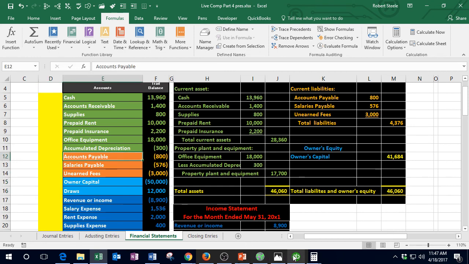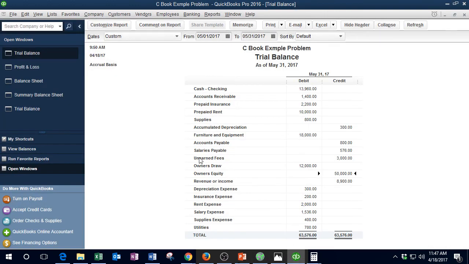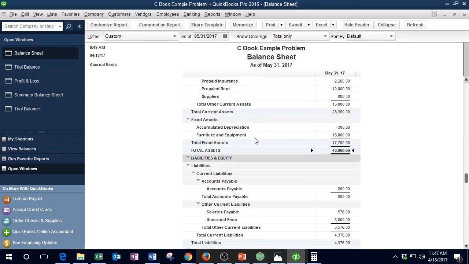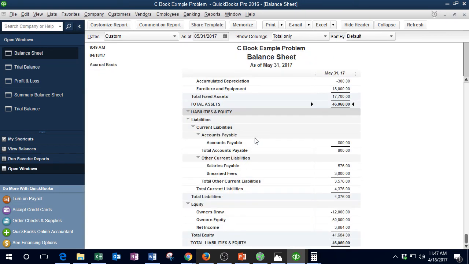And if we compare that to QuickBooks, then we got our trial balance and we looked at the balance sheet. So here's the balance sheet. They put assets on top, liabilities and equity on the bottom. Here's the equity section giving us that 41,684.